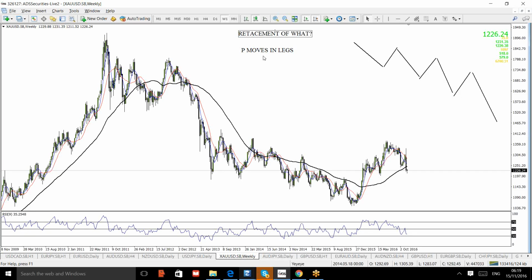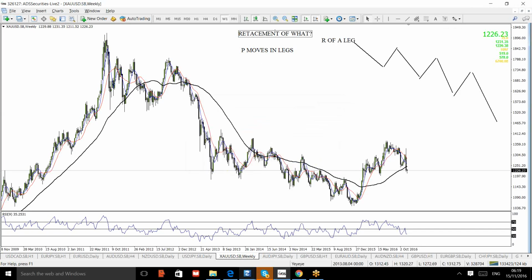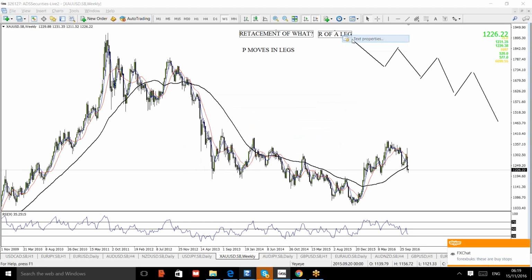Now, what did I say? We use the Fibonacci retracement tool to check how much the price can retrace. Retracement of what? Retracement of a leg. How much the price can retrace, of what? Of the leg. Do you understand what I said so far? Say yes if everybody understands.